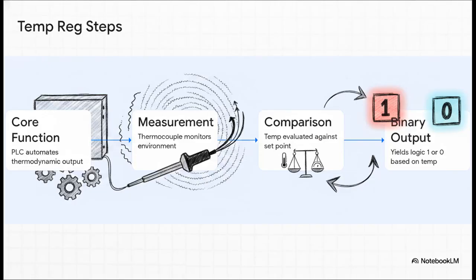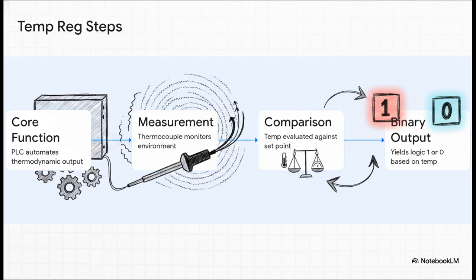Let's break down the 4 core functions of that workflow. Step 1 is the core function itself, using the PLC to automate and regulate thermodynamic output. Step 2 is continuous measurement. A standard thermocouple doesn't just check the temp once and take a break. It is actively, continuously monitoring the room.